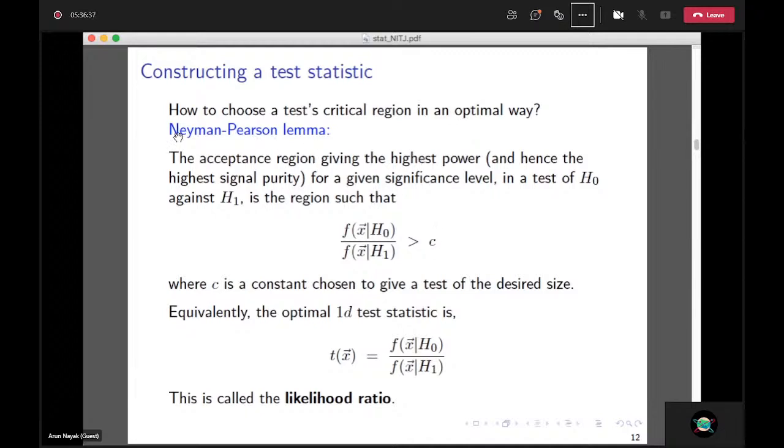So there is the so-called Neyman-Pearson lemma that states that the acceptance region giving the highest power and the highest signal purity for a given significance level in a test of H0 against H1 is the region such that the ratio of their probabilities is above a given constant c, where this constant c is chosen to give a test of the desired size. Equivalently, we can choose the test statistic to be this ratio itself, which we call the likelihood ratio.